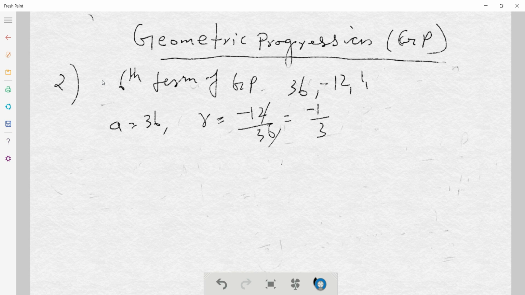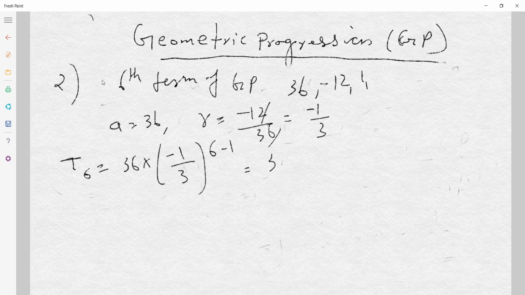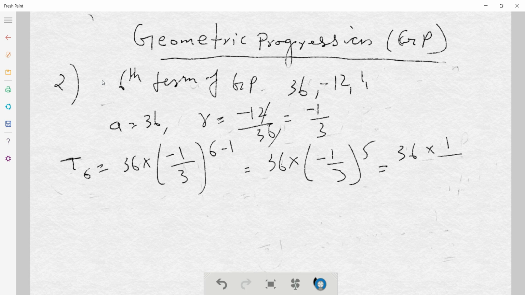Now we have A and R, so it's pretty straightforward. We have this equation: T of 6 equals 36 times minus 1 by 3 to the power 6 minus 1, so that equals 36 times minus 1 by 3 to the power 5. That equals 36 times minus 1 by 3 to the power 5, which is 36 times 1 over 243.